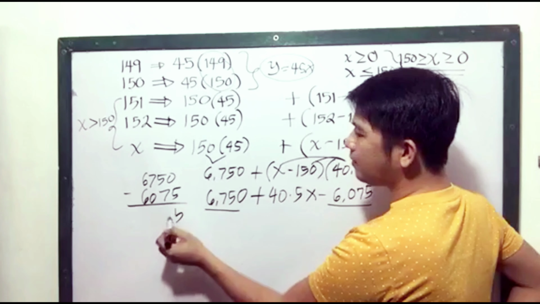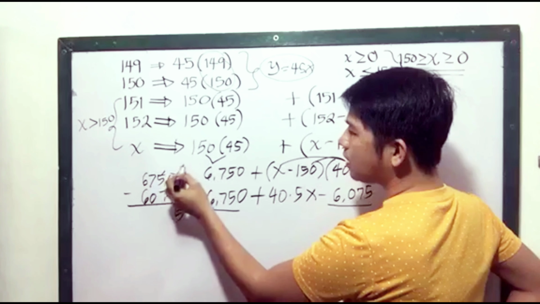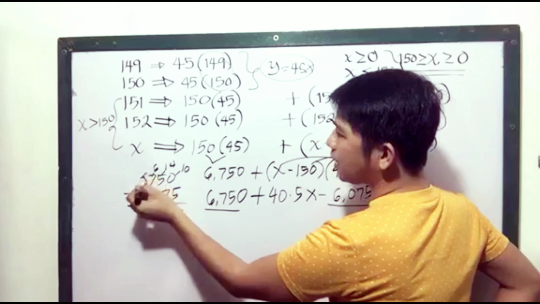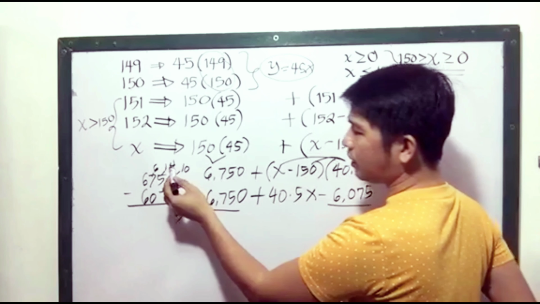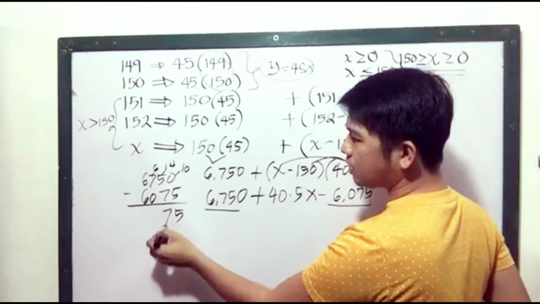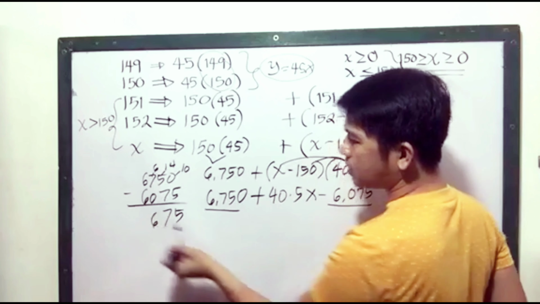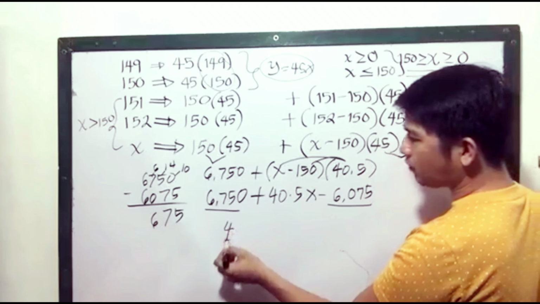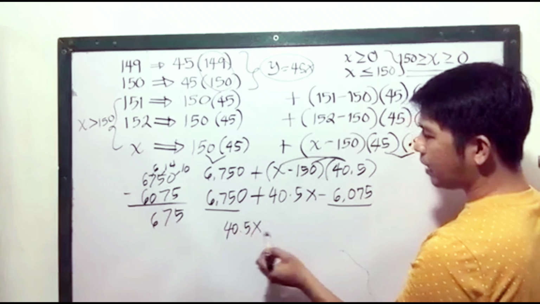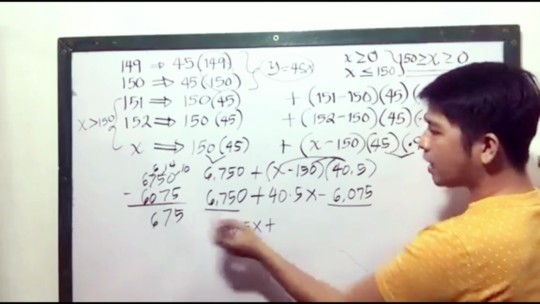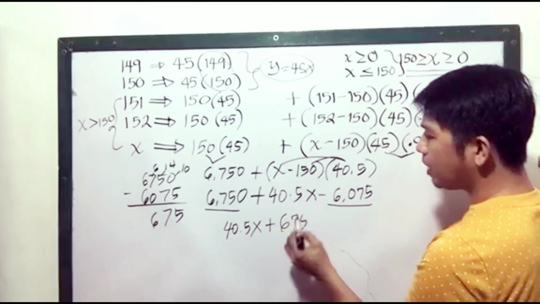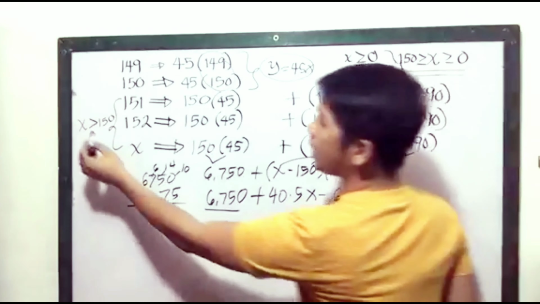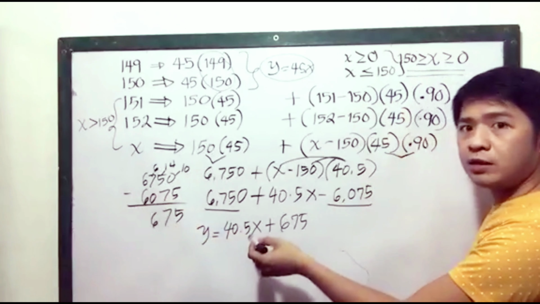Baka malito tayo, no? So, this is 5, this is 10, this is 14, this is 6 and 0 na yun. Okay na yan. So, 14 minus 7 is 7. 6 minus 0 is 6. So, therefore, it is positive. Bring down first the one with x. So, 40.5x plus 675. This is the other function. This is used when our domain is greater than 150.